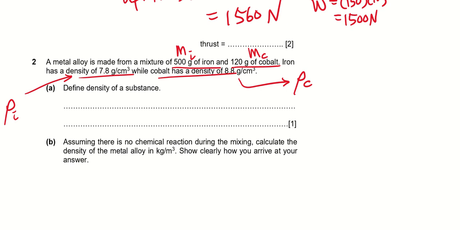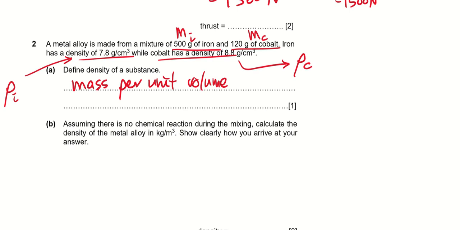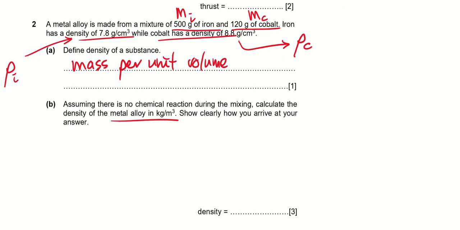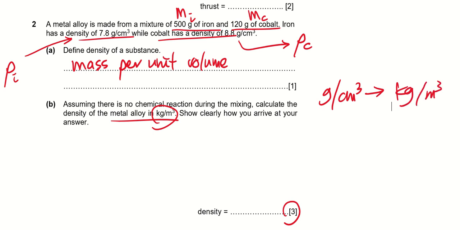So define density. Density is defined as mass per unit volume of the substance. Now, assuming there's no chemical reaction, calculate the density of the metal alloy in kg per meter cube. State clearly how you arrive at your answer. So this is 3 marks because it will involve you converting your grams per cm cube into kg per meter cube. Okay, so let's see how to do it.